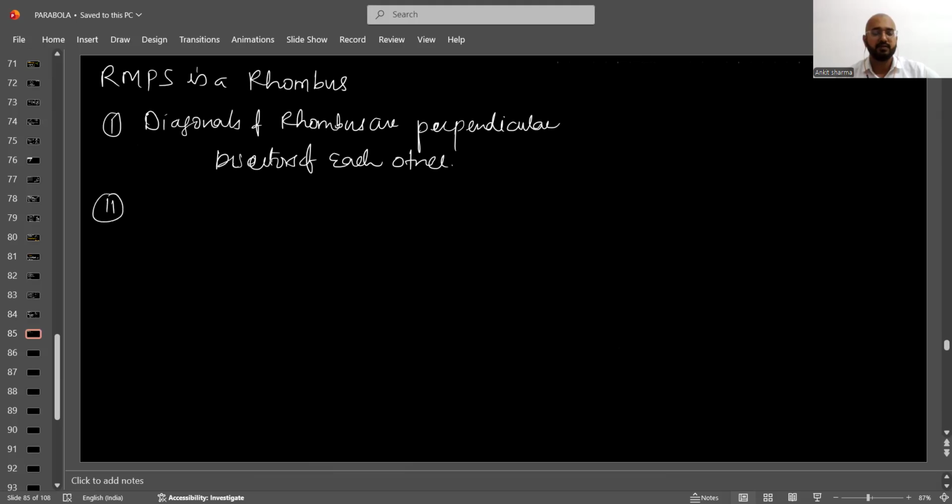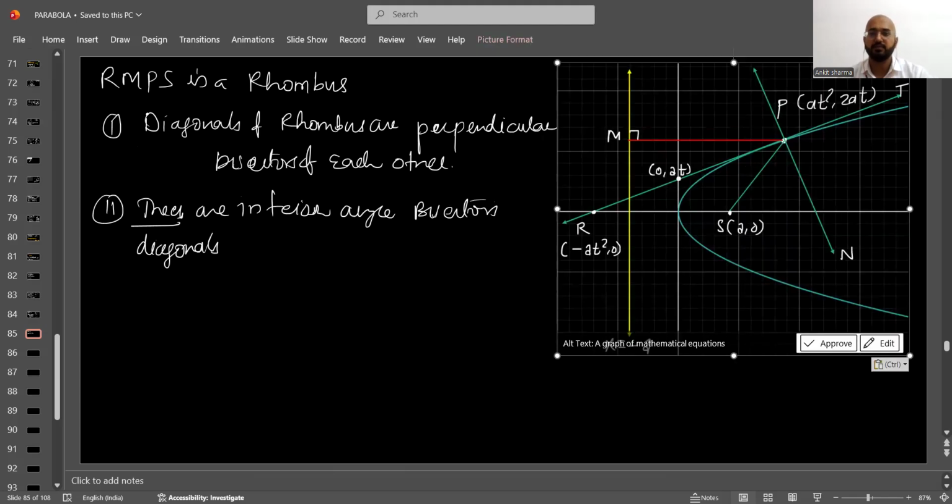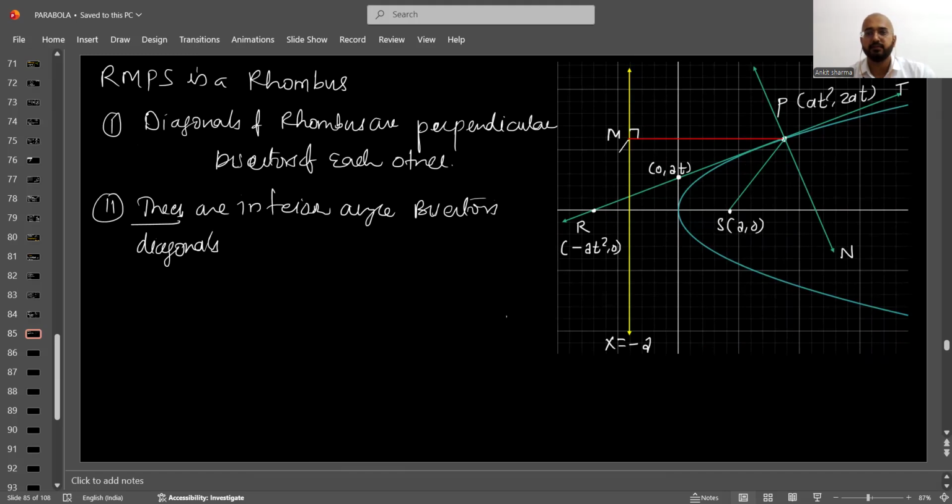And second is that they are interior angle bisectors. Then the diagonal of the figure. So if I consider the same diagram, I can see here that the diagonal is basically one of these tangents. So this tangent PR is acting as the diagonal, and this will now bisect the interior angle.